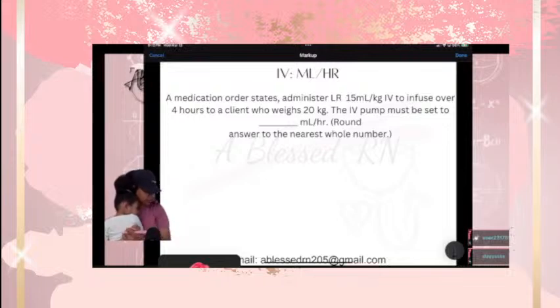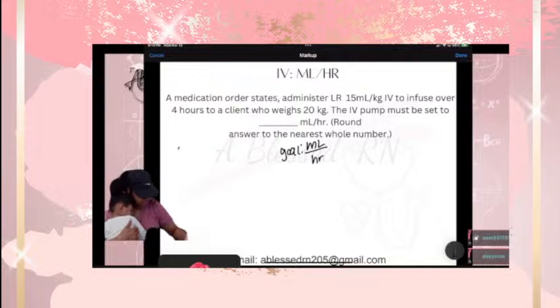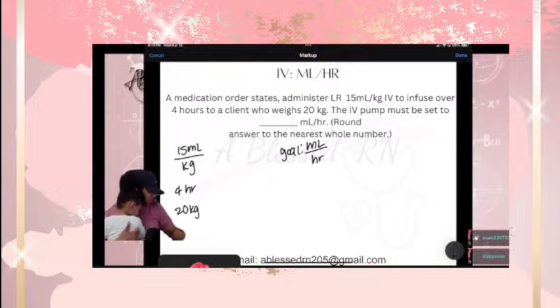The medicine order states administer lactated ringers 15 milliliters per kilogram IV to infuse over 4 hours to a client who weighs 20 kilograms. The IV pump must be set to blank milliliters per hour, and we're going to round the answer to the nearest whole number. So we are looking for mLs on the top and hours on the bottom. That is our goal, okay? So our puzzle pieces are as such: 15 milliliters per kg, and then it's to go over 4 hours. And we have a patient who is 20 kilograms.